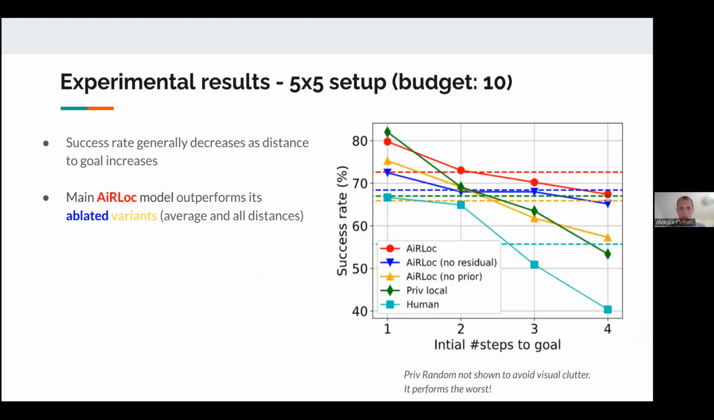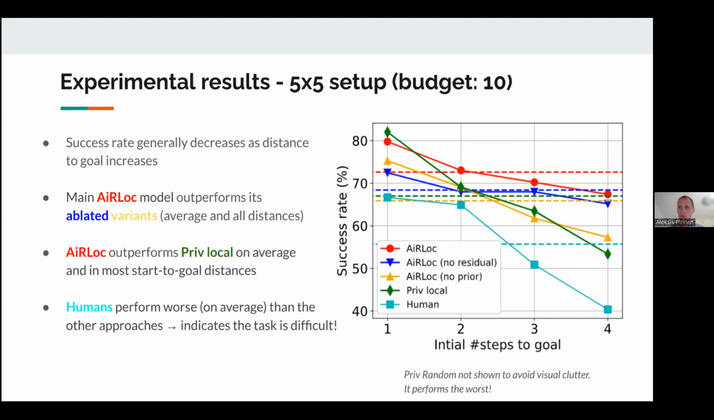So that's what we see. Airlock outperforms its ablated versions. And airlock also outperforms this privileged local approach on average and in most start to goal distances. The exception can be seen precisely when the goal and start are adjacent. There you can see that priv local is slightly better. But that is also the regime where this priv local method was trained.